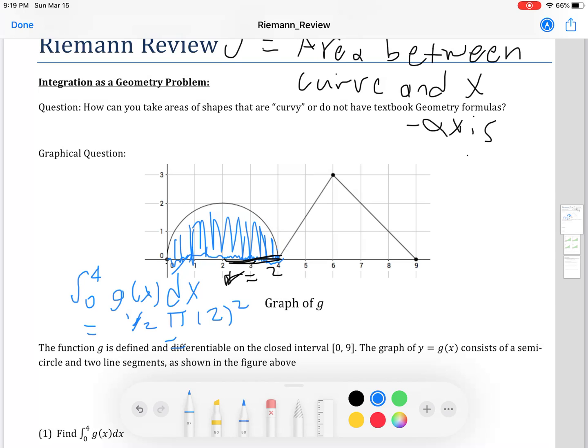So this is not about putting the answer to the hundredth or something like that, but we're looking for: do you know the geometric concept of what an integral is? And can you express your answer in a professional way? If we do half times 2 squared, so half of 4, we get that that is equal to 2 pi.